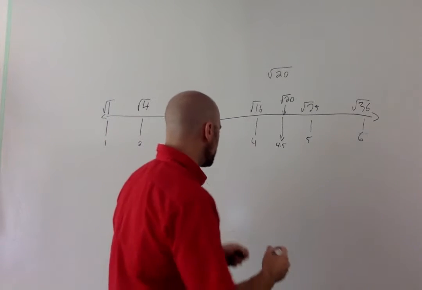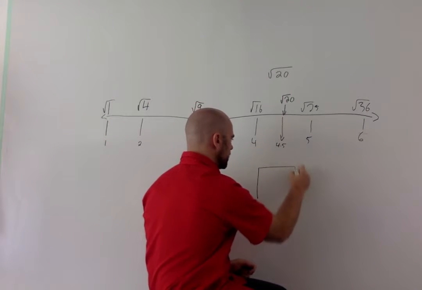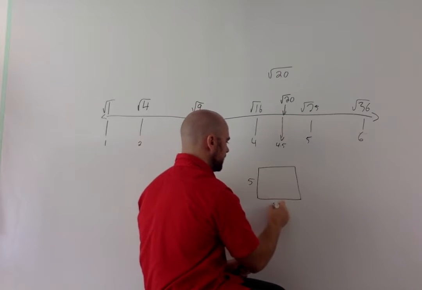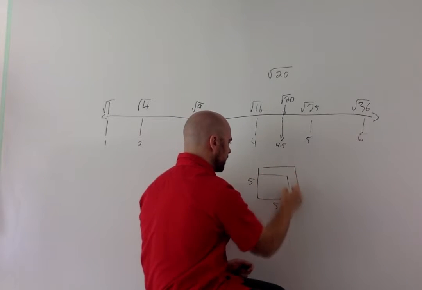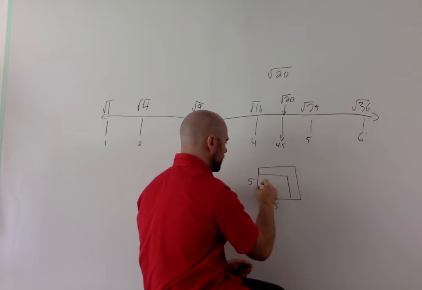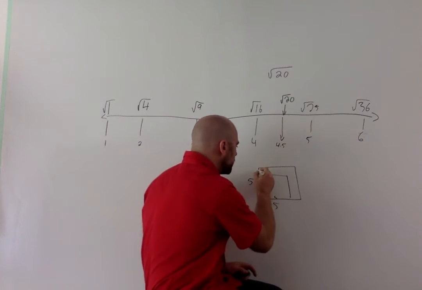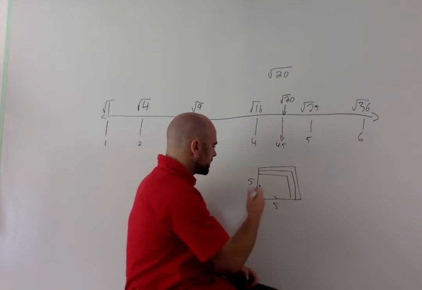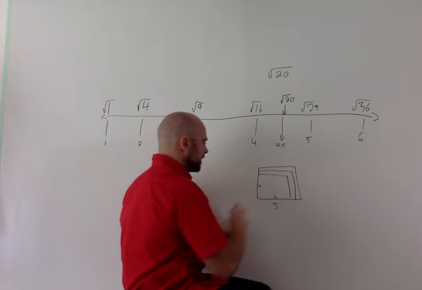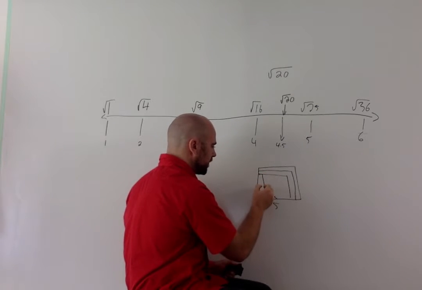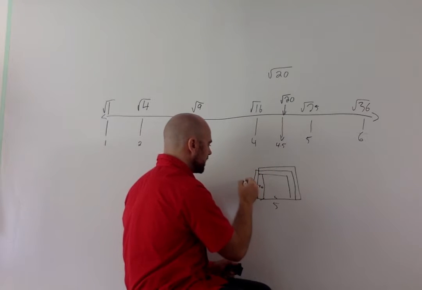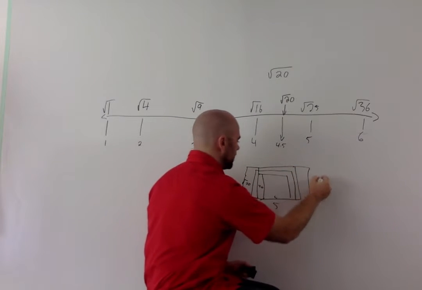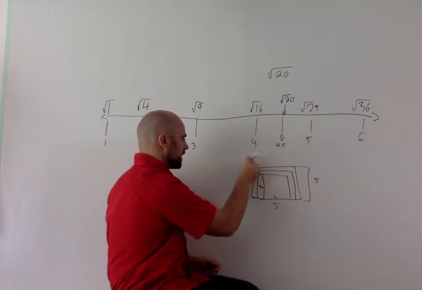If I was to look at what the actual square might look like, say I have a 5 by 5, but then inside I would have a 4 by 4. My square root of 20 would be kind of right in between. So this length here is 4, this length here is the square root of 20, and this length, which goes all the way around, would be 5.